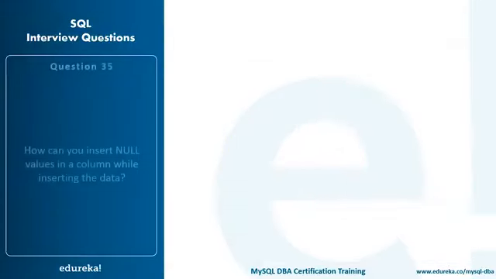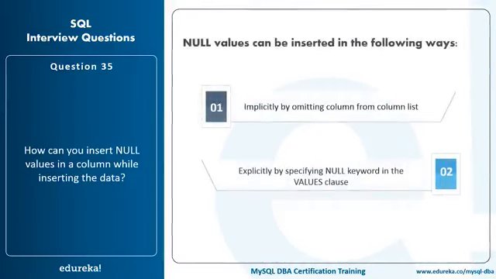Now let's move forward to our next question, that is, how can you insert null values in a column while inserting data? To insert null values in a column while inserting the data, you mainly have two ways. That is either implicitly by omitting columns from the column list, or explicitly by specifying the null keyword in the values clause. So guys, these are the two ways through which you can insert null values in a column while inserting the data.